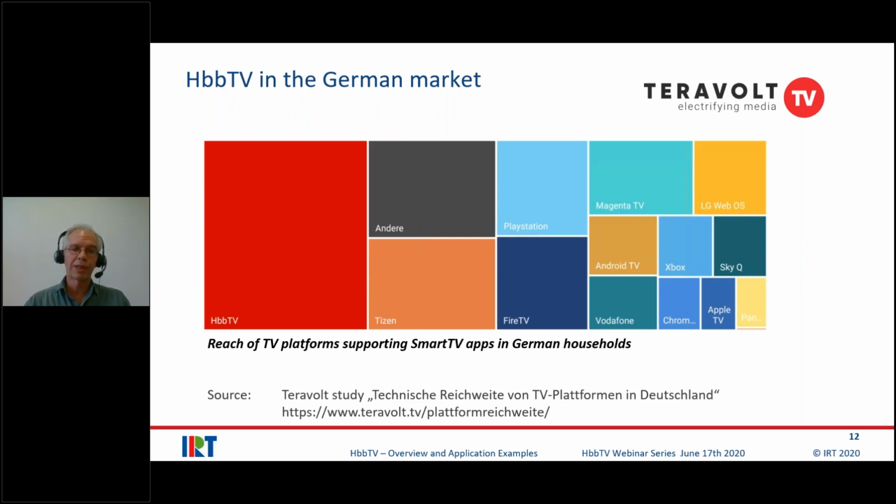And I should mention that sometimes, of course, it's combined. HbbTV and certainly Android TV can happen on the same device, and the same for Tizen and others as well. So this would accumulate up to more than 100%. But the effect of the standard is in any case that the total reach of HbbTV is by far the largest.